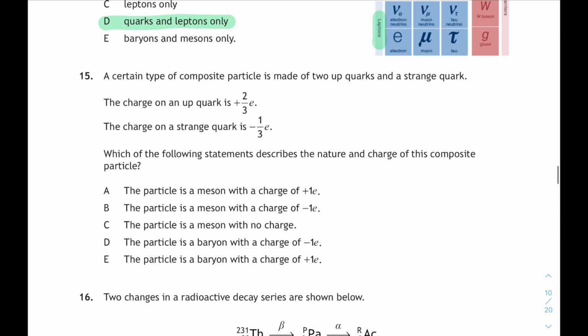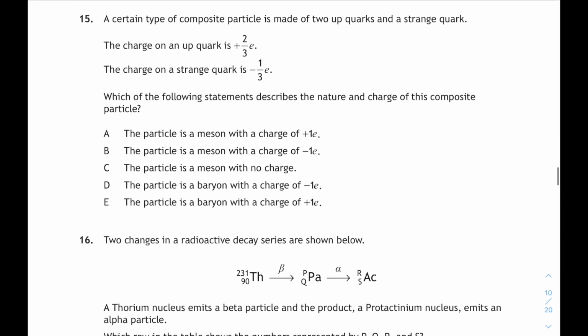Question 15. A certain type of composite particle is made of two up quarks and a strange quark. The charge on the up quark is plus 2/3 of the charge on an electron, and the charge on a strange quark is minus 1/3 of the charge on an electron. So, if we add all of those charges together, remember there's two up quarks, so 2/3 e plus 2/3 e minus 1/3 e gives us a total charge of plus 1 e.